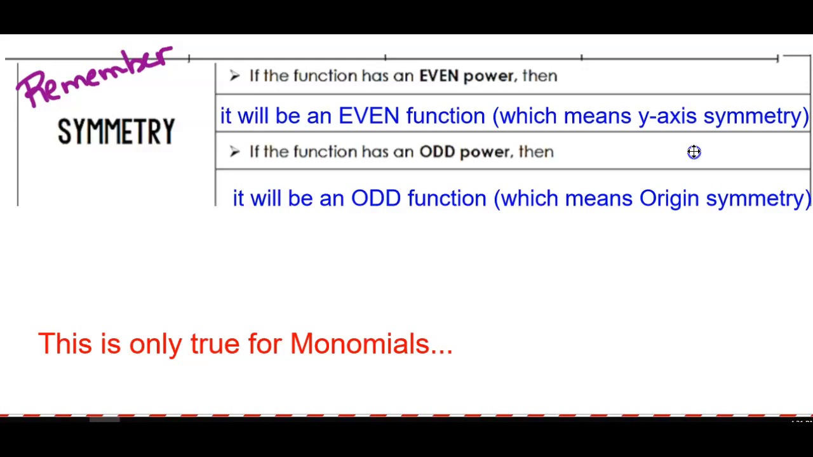Once you start adding in other terms, like if you had x squared plus 2x minus 5, and your parabola was over here somewhere, then it does not have y-axis symmetry anymore. So when you start transforming them, they are not strictly even or odd anymore.